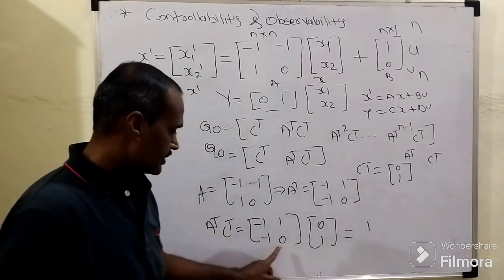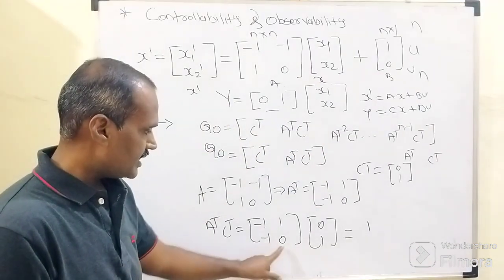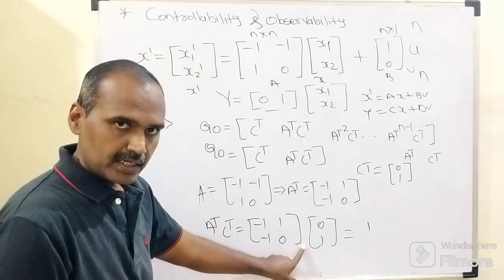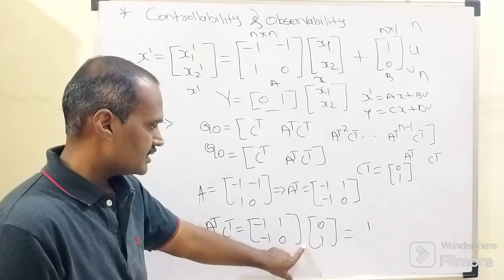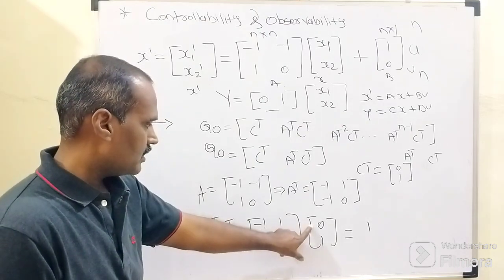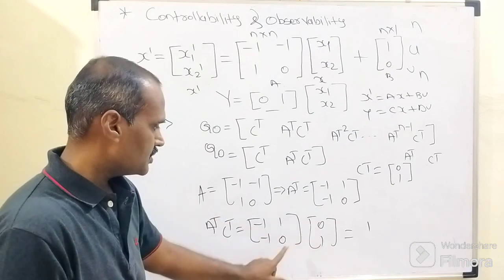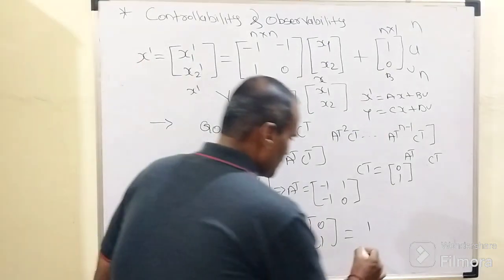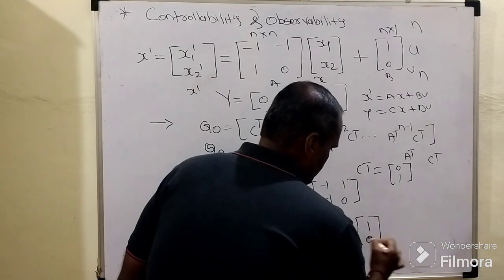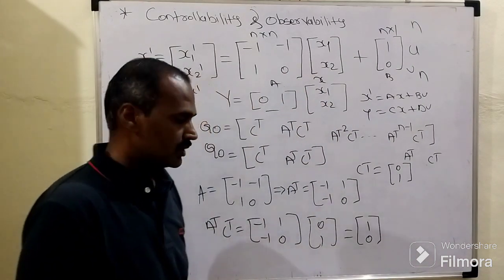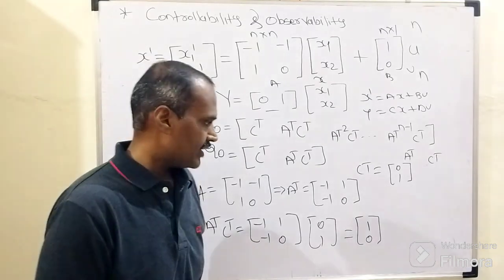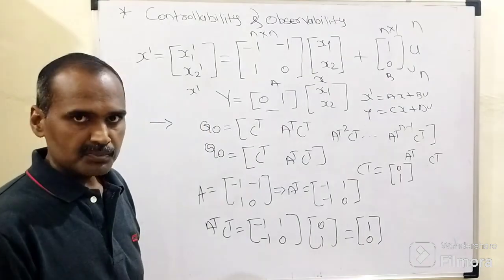The second row of this A transpose is minus 1 and 0, so this will get multiplied with the second matrix, with the addition sign. So minus 1 times 0 will obviously become 0, and 0 times 1 will become 0. So A transpose into C transpose equals 1 and 0, which consists of 2 rows and 1 column as a result of matrix multiplication.